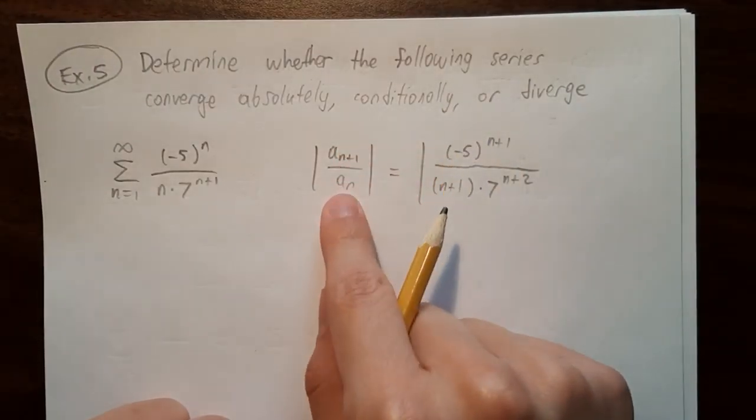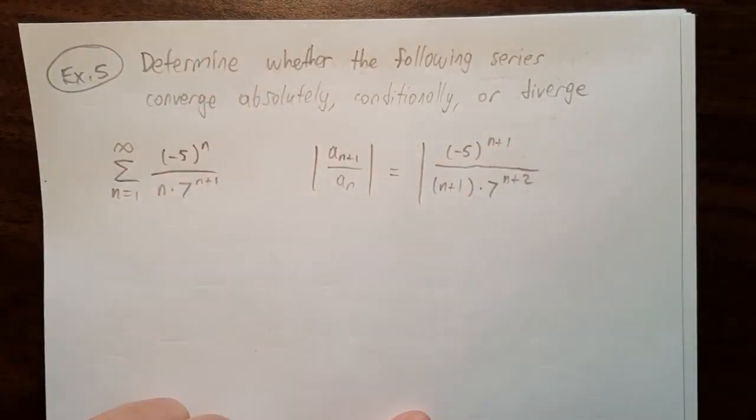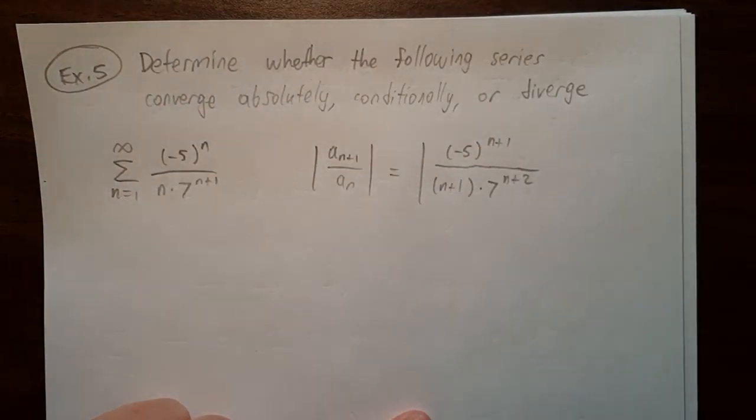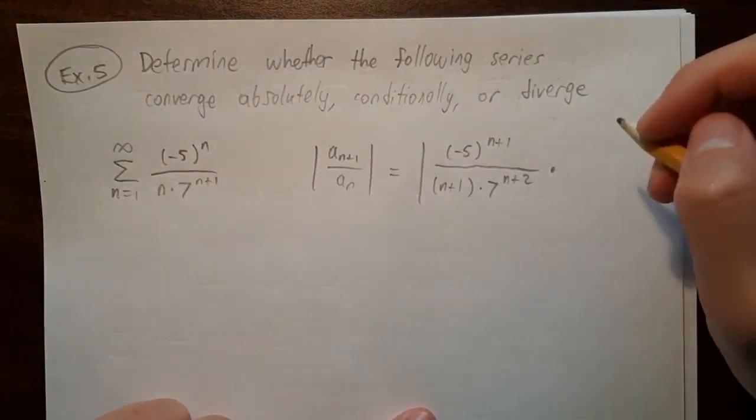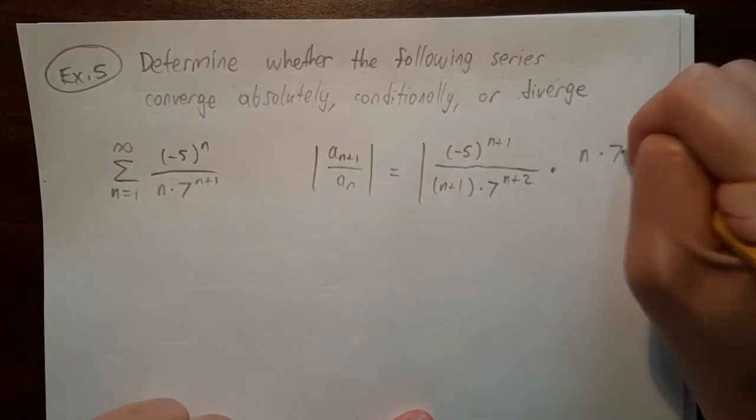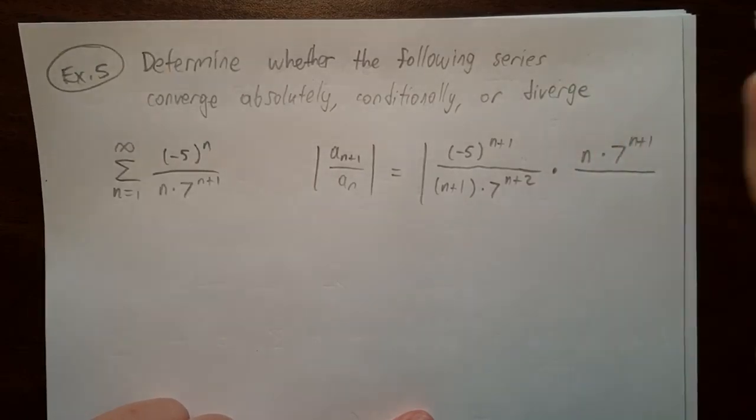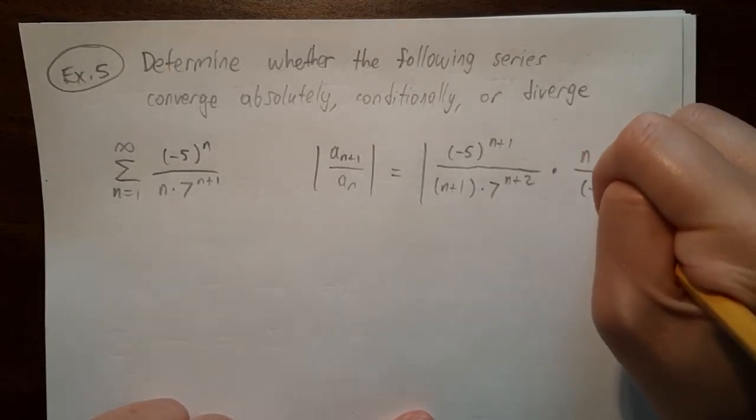Now I need to divide it by a sub n. That is the original vanilla formula for the terms. But instead of dividing a fraction by a fraction, what I'm going to do instead is I'm just going to multiply by the reciprocal flip of the original formula. So that's just going to give me n times 7 to the n plus 1 divided by minus 5 to the n.